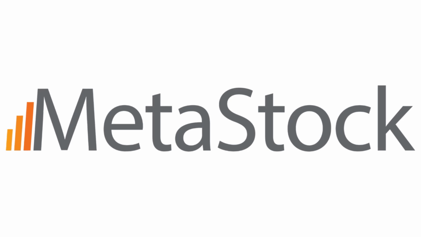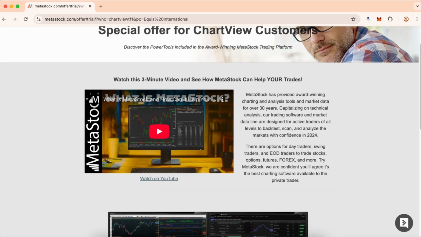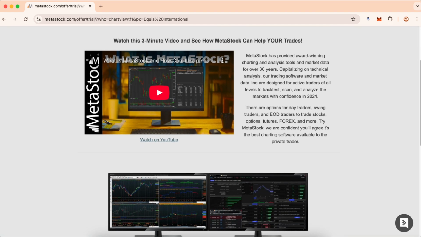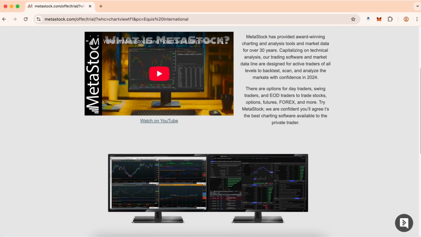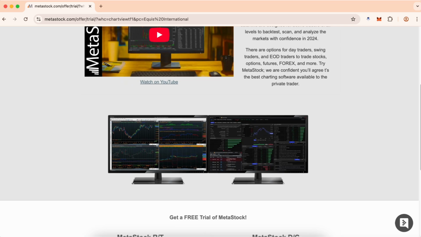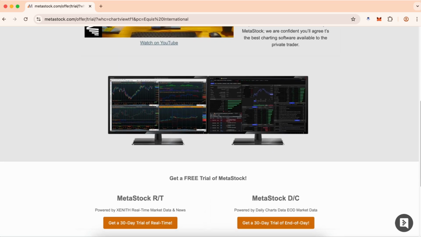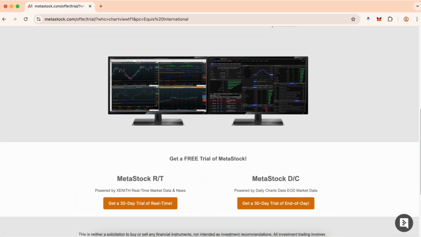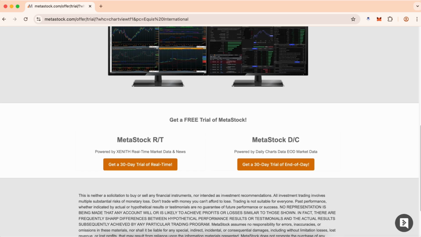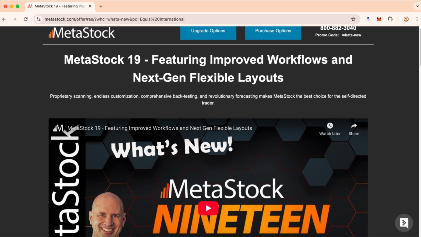for your trading journey. First, let's talk about what MetaStock actually is. MetaStock is a comprehensive technical analysis software designed for serious traders and investors. It's not just another charting platform, it's a complete trading ecosystem with advanced scanning tools, backtesting capabilities, and over 300 built in technical indicators. The software comes in several versions: MetaStock Daily Charts for end of day analysis, MetaStock Real Time for live trading, and MetaStock Zenith for cloud-based analysis.